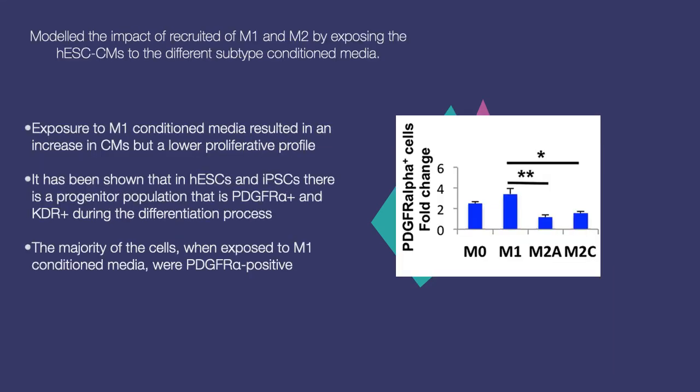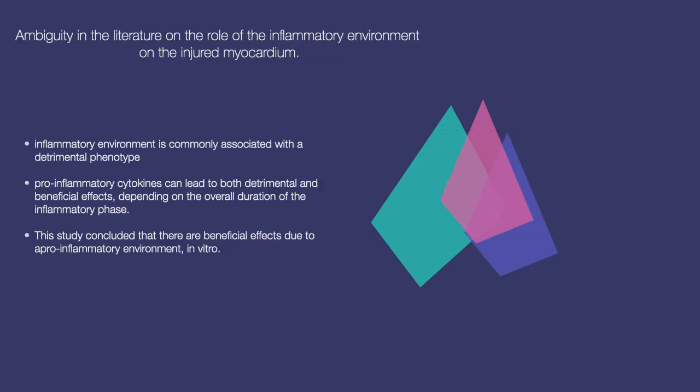Similarly, in modeling the impact of recruited M1 and M2 macrophages, they were able to show that exposure to M1 conditioned media resulted in an increase in cardiomyocytes, but a lower proliferative profile. Other studies have confirmed that PDGFR alpha is influential in the differentiation process, and this study confirmed that, showing that when cardiomyocytes were exposed to M1 conditioned media, they were PDGFR alpha positive.